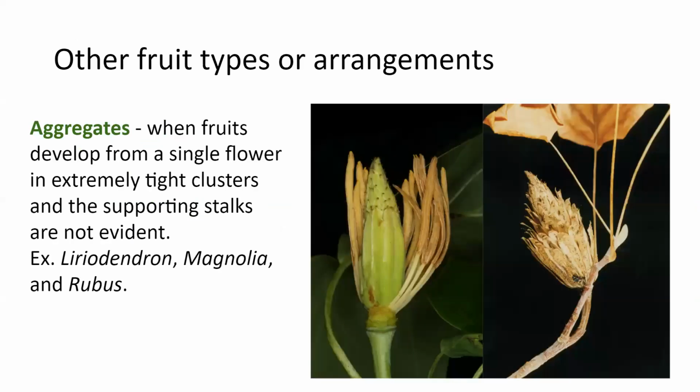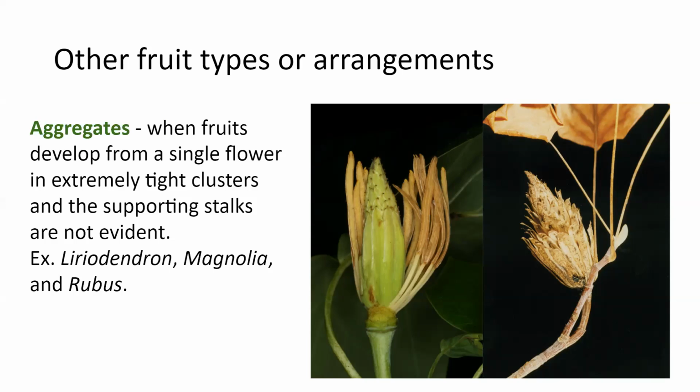So we have other compound fruit types or arrangements, and we can break those down. You've probably already seen examples on your lab sheets of aggregates and multiples. I don't think we've talked about heads or capitulums, but we will. We can have an aggregate fruit when you have multiple fruits developing from a single flower in very tight clusters, so it looks like a single entity. The supporting stalks are not evident, so they're just all attached together and it looks like one fruit.